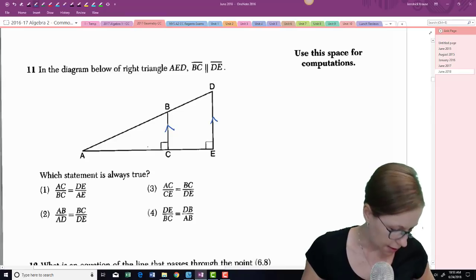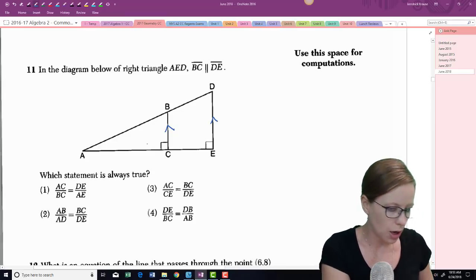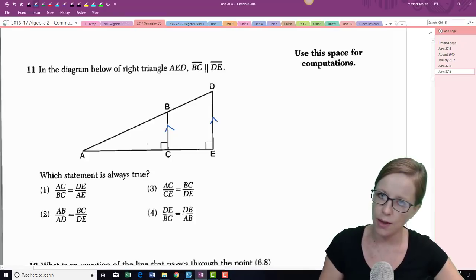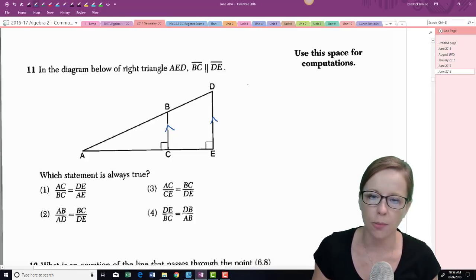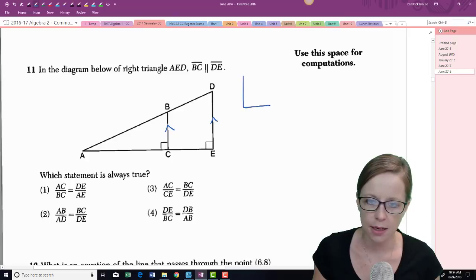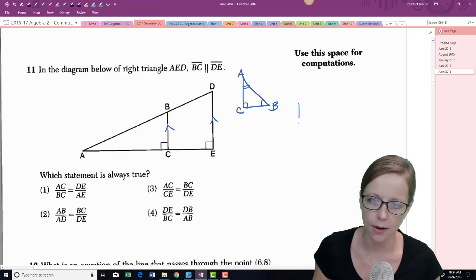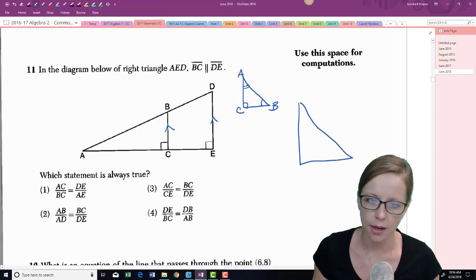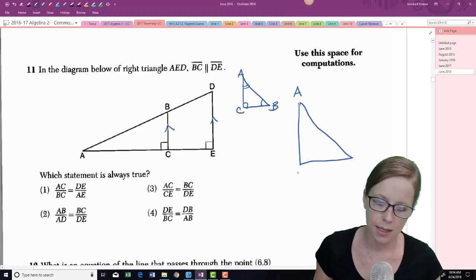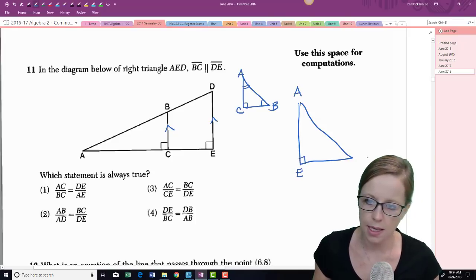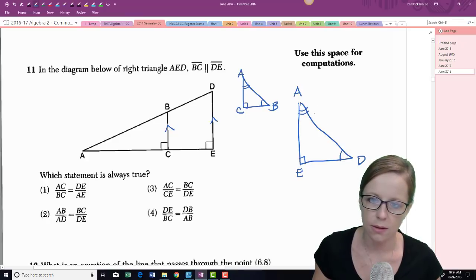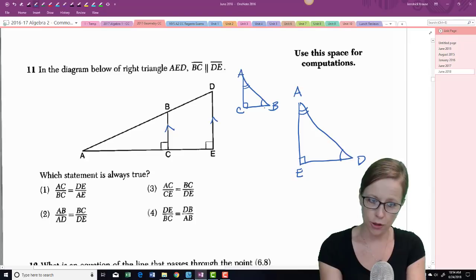All right, so again, this is one of those situations where redrawing the triangles is probably your best move. I know it seems kind of silly, but it will help you. So I'm going to draw the baby right triangle that is ACB. And I'm going to say that B is here, and we'll put two little things there, okay? And then the big triangle, A matches with A, E is the right angle, matches with C, and then D matches with B. So this angle matches with this angle. Okay, so we know that those are similar triangles.